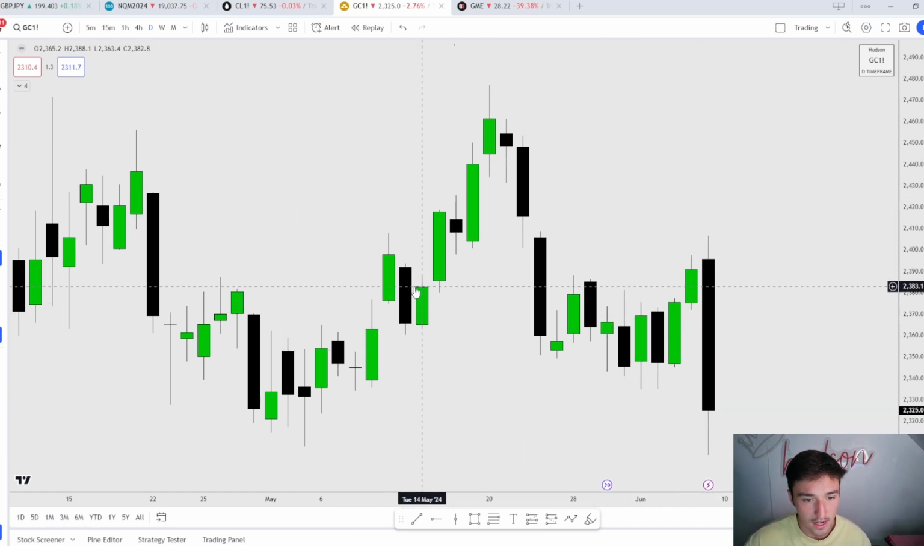What do we see here? We see 1, 2, 3, a discount PD array, daily fair value gap, 4th candle expansion, notice classic buy day. What do we see up here? All-time highs hit, 1, 2, 3, 4th candle expansion, classic sell day. What do we see right here? 1, 2, 3, daily fair value gap. 4th candle isn't a huge classic sell day, but we do hit that draw on liquidity.